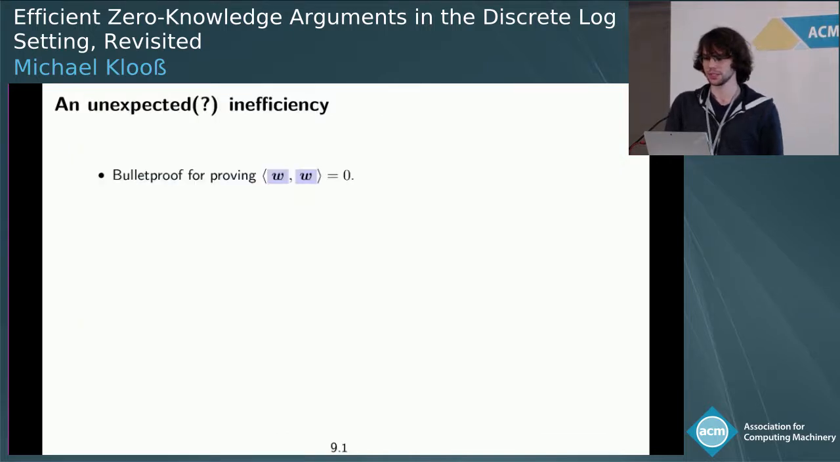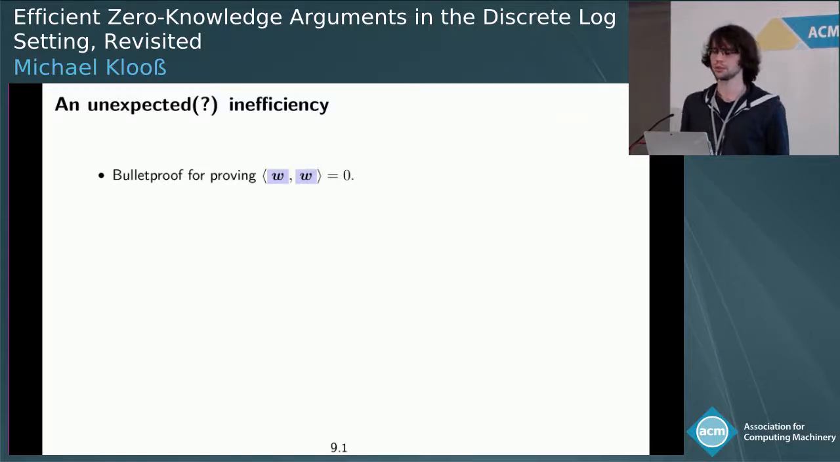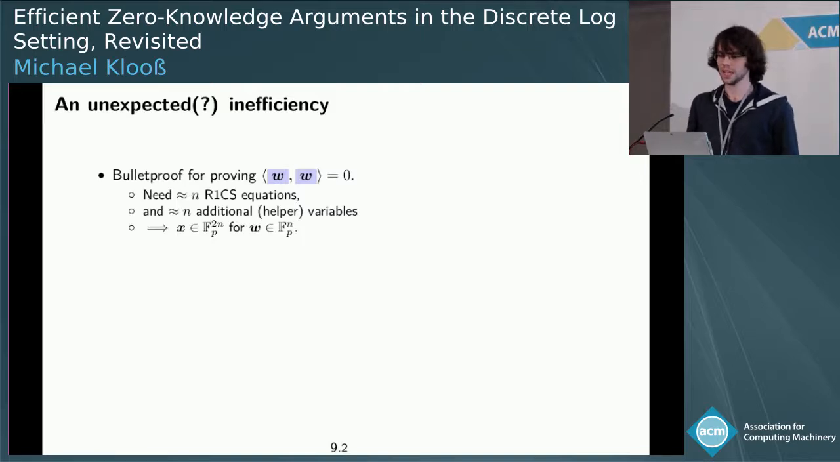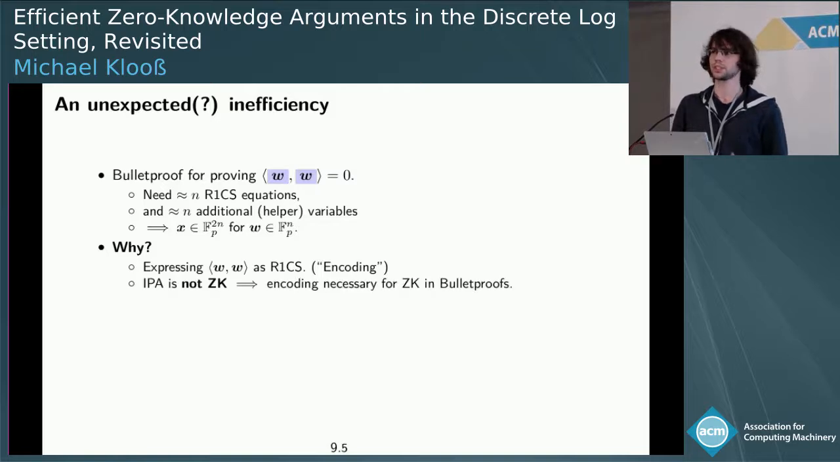And now let's look at a maybe strange inefficiency of bullet proofs. That is, if you want to prove that an inner product is 0 for your witness W, you can't do this directly. You can't use the inner product argument. You have to go through R1CS. But then you need about n equations, and you need an additional n helper variables just to encode this, and you end up at a larger statement. And this is not as efficient as you'd expect, but why? One reason is, of course, we have to go through R1CS. That's how bullet proofs work. Another reason is, well, the inner product argument is not zero knowledge, so we could not use it directly.